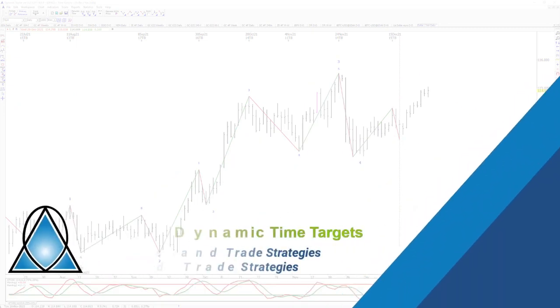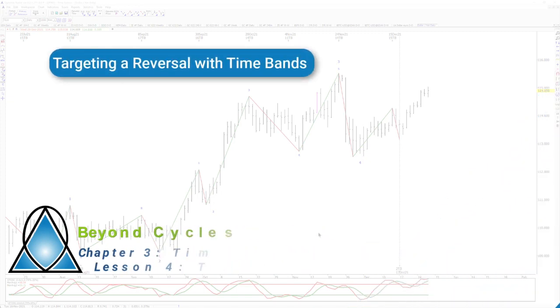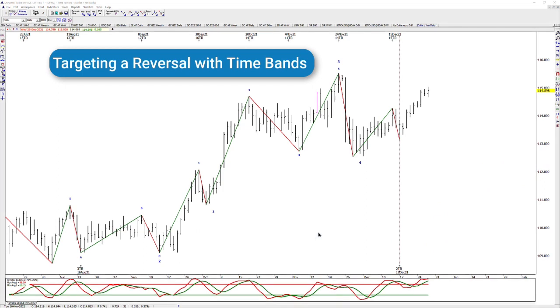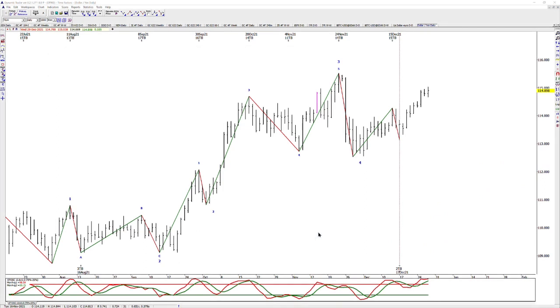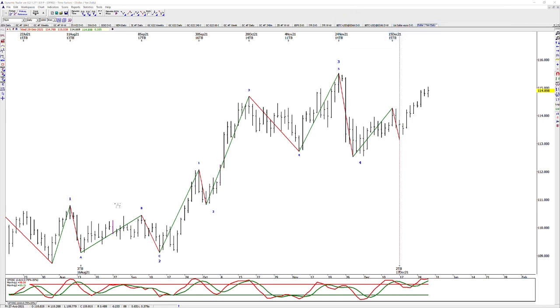Let's see how we might use the time bands to help us identify a probable, fairly narrow range period for a reversal. This is the yen, the dollar yen. This is the daily data. And for this period of time, as we can see, it was in a bull trend. Has a potential for having completed a 1 and a 2, 3, and maybe this is a 4, and maybe we're going to complete a wave 5.